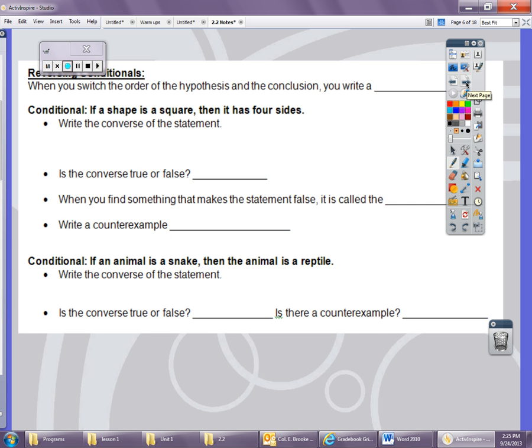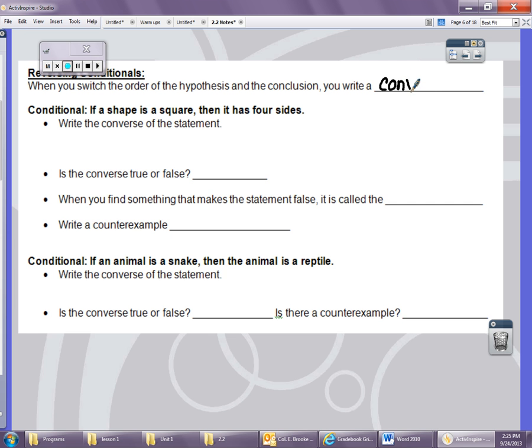Reversing conditionals. Now, when you switch the order of the hypothesis and the conclusion, you get this thing called a converse. So you write a converse. So if our conditional, if a shape is a square, then it has four sides. Well, the converse, we want to switch these. So we want this to be first and this to be second. So we're going to say if a shape has four sides, then it is a square.